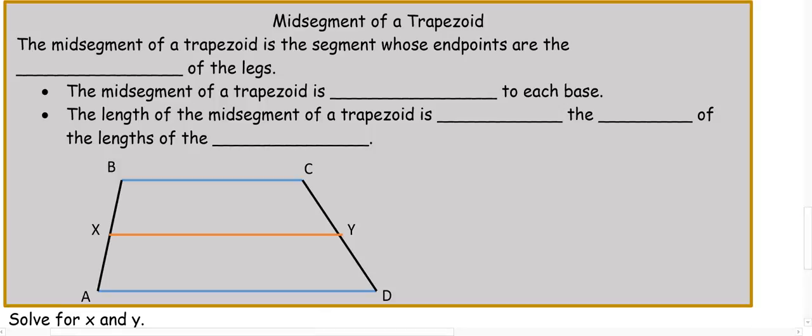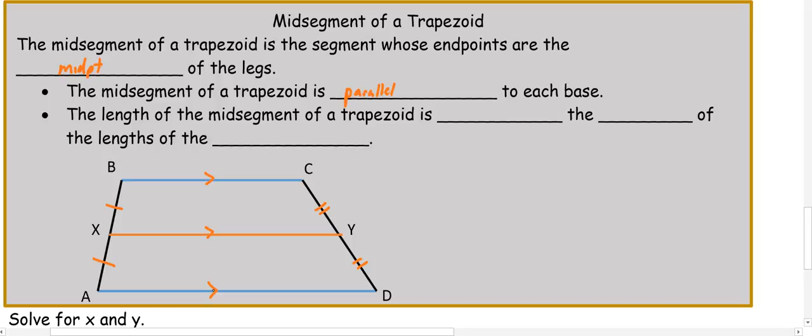So the last new thing for this video is the midsegment of a trapezoid. So a midsegment of a trapezoid is a segment whose endpoints are the midpoints of the legs. So Y is a midpoint which splits CD into two congruent parts. X is a midpoint which splits AB into two congruent parts. The midsegment of a trapezoid is also always parallel to each base. So BC, XY, and AD are all parallel to each other.